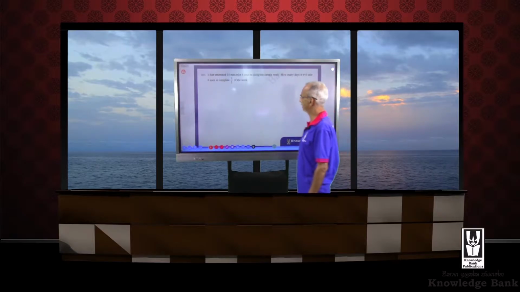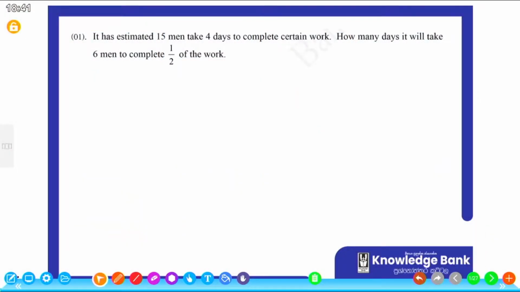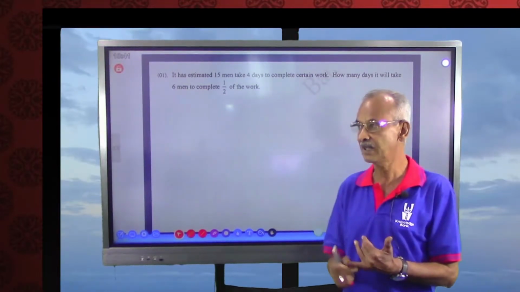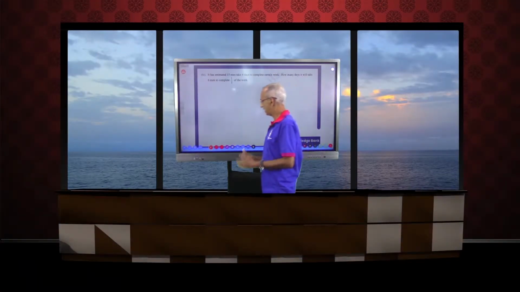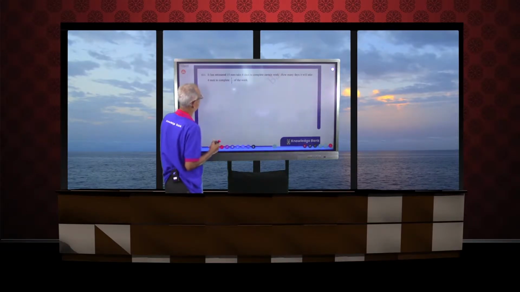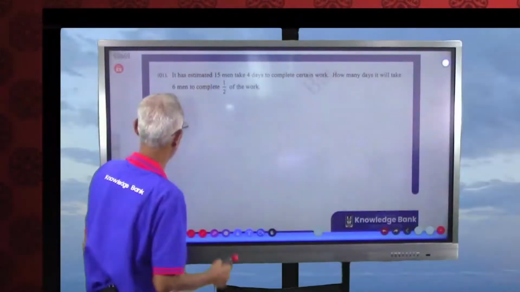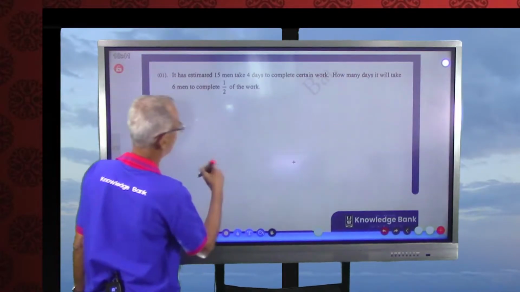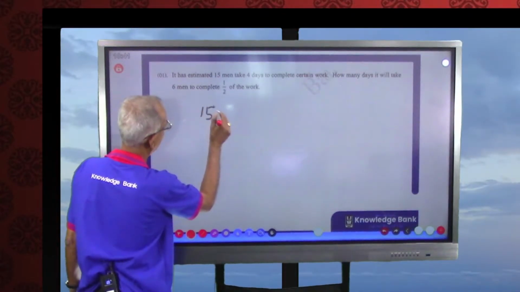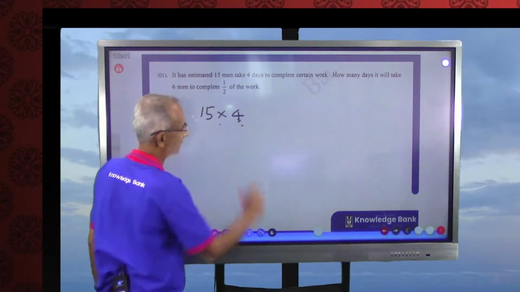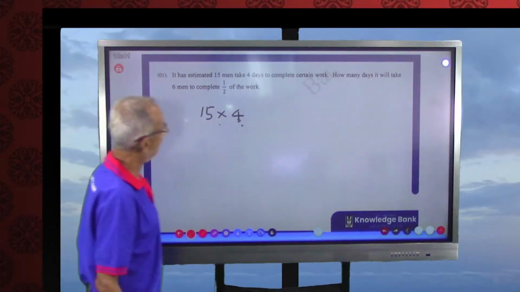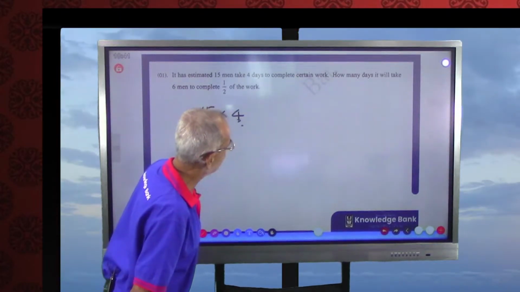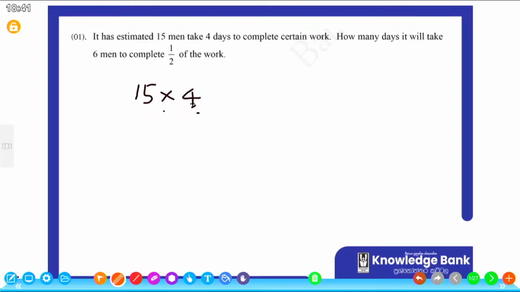The first one is: it is estimated that 15 men take 4 days to complete a certain work. How many days will it take 6 men to complete half of the work? Here it says 15 men take 4 days. Then the total work is 15 men into 4 days. This is the total work. Now we have to find half of the work, and how many days it will take 6 men to complete half of the work.